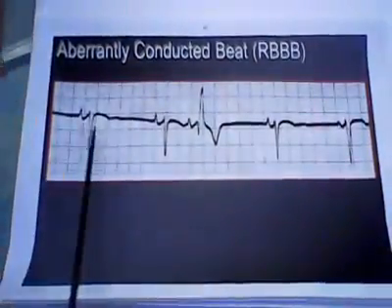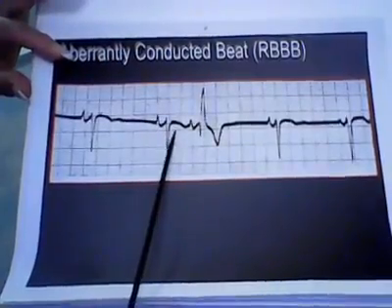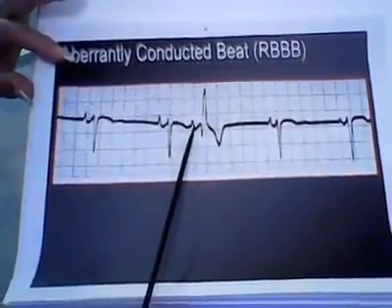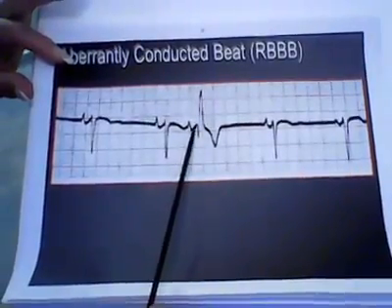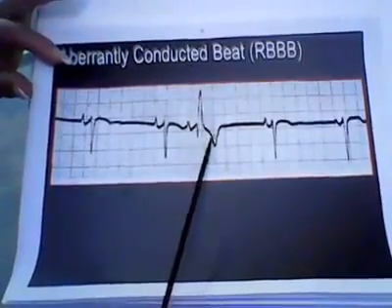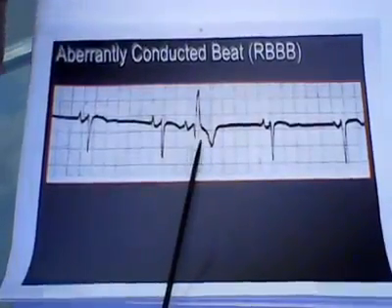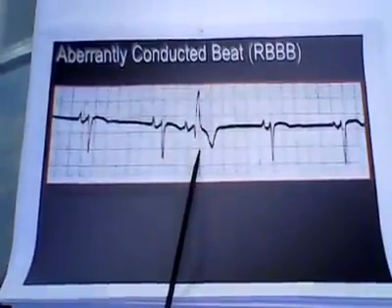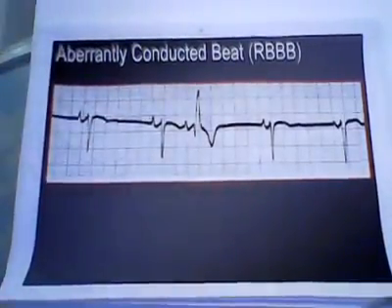Okay, and looking at this. PQRST, PQRST, P, and then we have a little r followed by a big R. See, little r followed by a big R, which is an aberrantly conducted beat. This is not a PVC. It's an aberrantly conducted beat that got aberrantly conducted because the right bundle was tired.